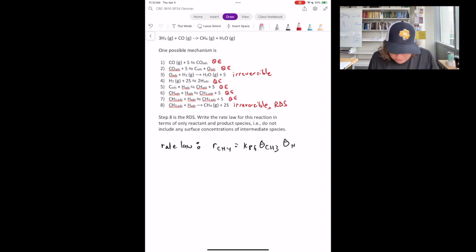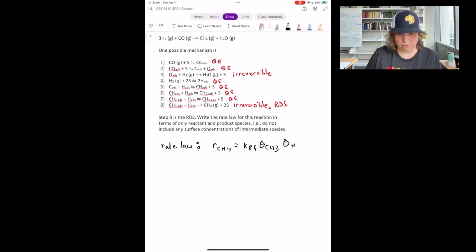If I want to solve this rate, I need to get rid of the surface concentrations of intermediate species. The reason I want to do that is because those are hard to measure. So I want to be able to write those in terms of gas phase concentrations. I'm going to need, at the very least, to solve for the concentrations of CH3 and also of H.